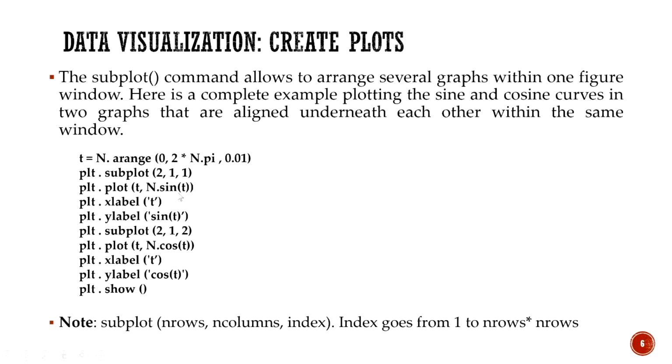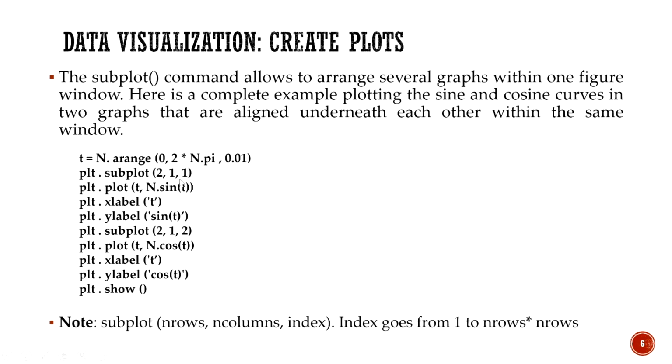So for example, you want to first present sine. So now the position is 1. Then when you want to present cosine, then 2, 1, 2: the number of rows, the columns, and the position. And this index goes from 1 to number of rows times number of columns because it's like a matrix. You're going to see what it looks like. When you see the result, it makes better sense.